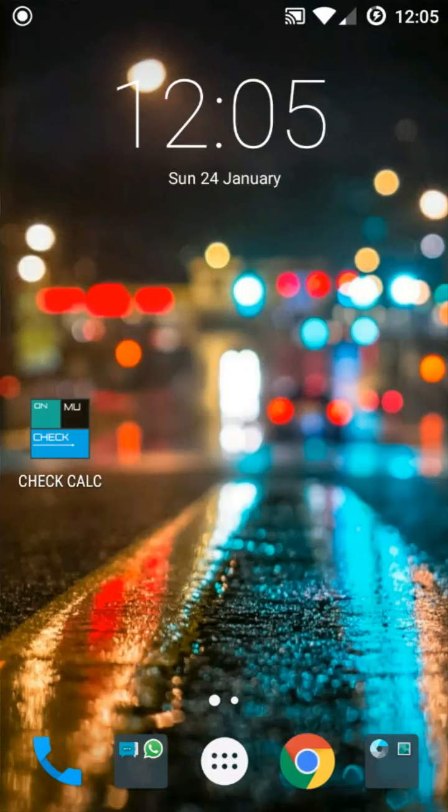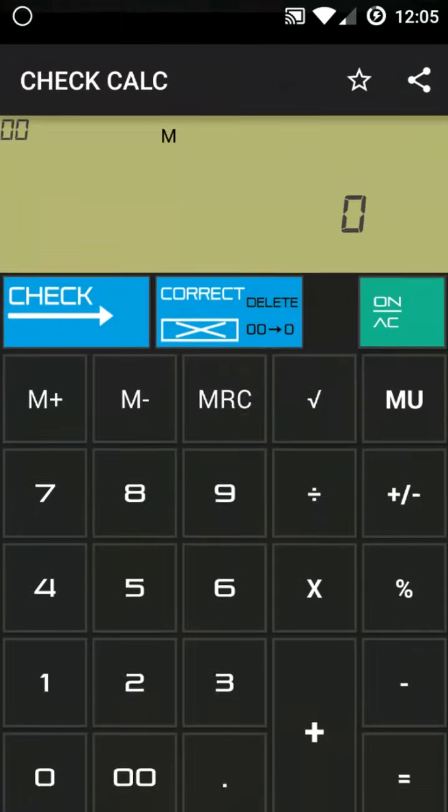Hello everybody. Today let us have a look at the M buttons of the calculator, that is M plus, M minus, MRC and MU. Let us launch the application.